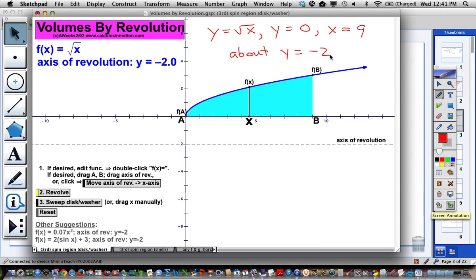Okay? And then what would the slices look like? So it would be this way, right? That would be the slices, and that's where this came from.